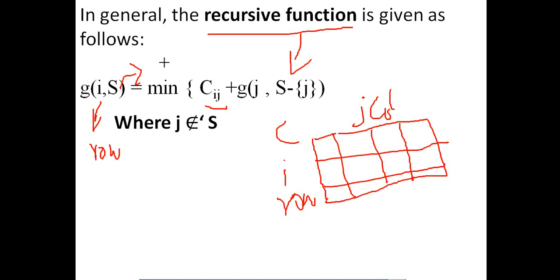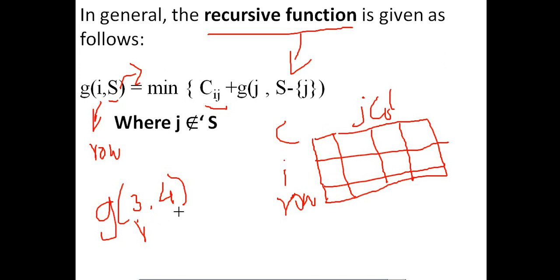What about s? S is stages, S is subsets. Minimum g of j, j is nothing but column. This j belongs to this s only. For example, I can write here g of 3 comma 4.